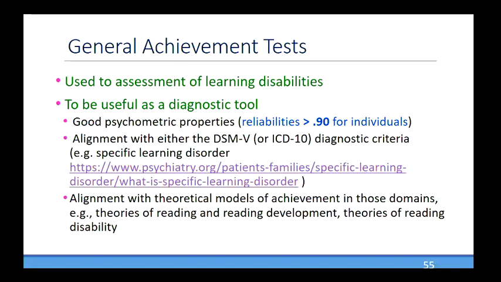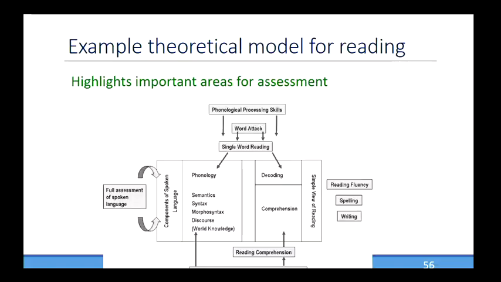And it should have alignment with theoretical models of achievement in those domains, like theories of reading and reading development, theories of reading disability, etc. That's an example of a theoretical model. You don't have to memorise it, we'll move on. But, you know, these are some of the deficits that a child might have in their phonological processing skills. So you would want to have an element of phonics tested as well as single word reading. So you know what type of deficit, where the deficit lies.